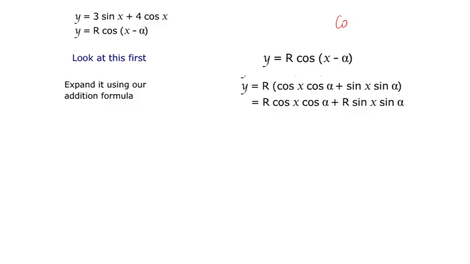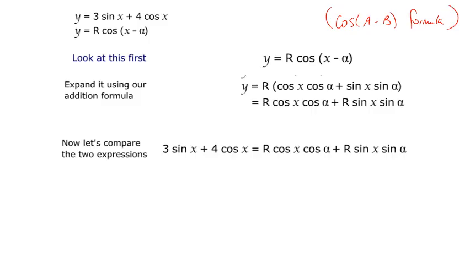So if we use that cos of A minus B formula from the formula booklet, it's cos of A cos of B plus sine of A sine of B. Now for us, that's obviously cos of x cos of alpha plus sine of x sine of alpha. But this also has an R in front. So we need to times everything there by R, so you can see both of those R's.